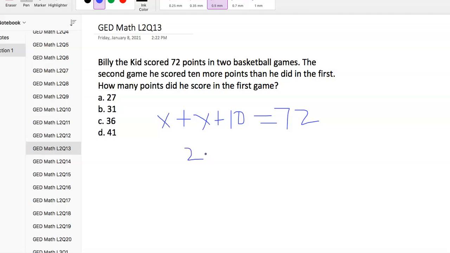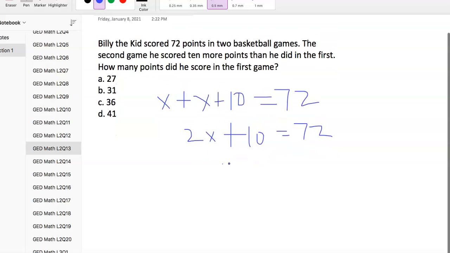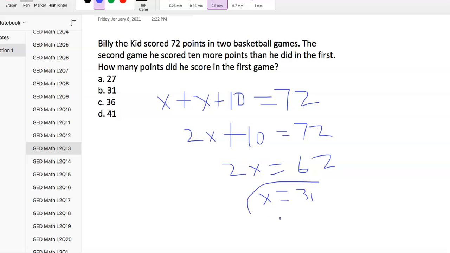So, right, x plus x is 2x, plus 10 is 72. Subtract 10 from both sides. 2x equals 62. Divide each side by 2, so we just have x. And we'll end up with 31. Okay, and that's answer choice B.